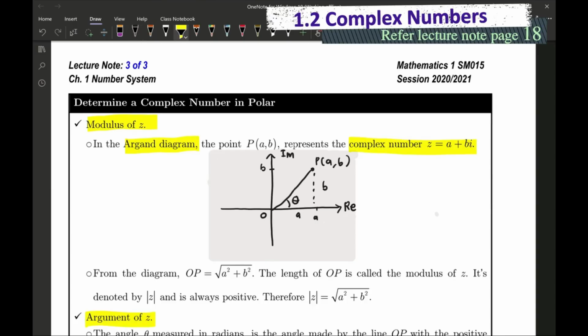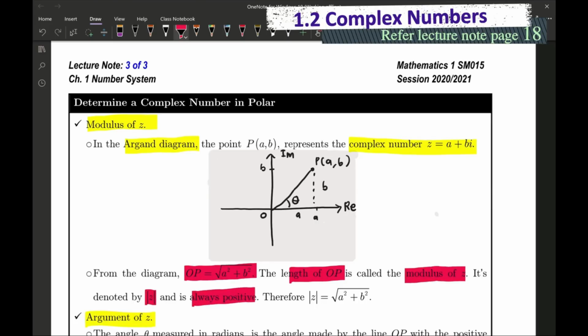From this diagram, how do we find the length of OP? It is the square root of a squared plus b squared. The length of OP is called the modulus of z. It is denoted by modulus of z, and it is always positive. Therefore, modulus of z is equal to the square root of a squared plus b squared, or we can call it r.